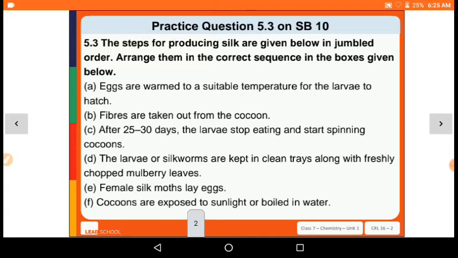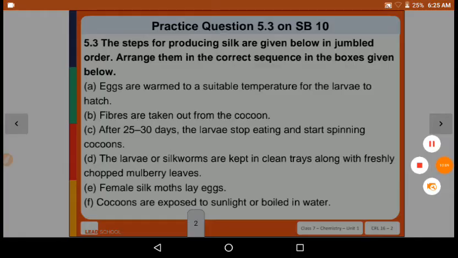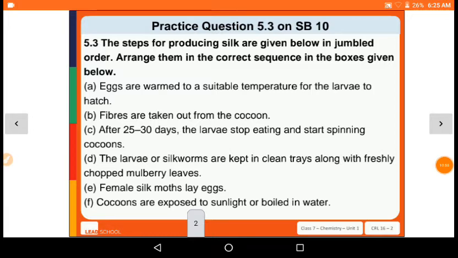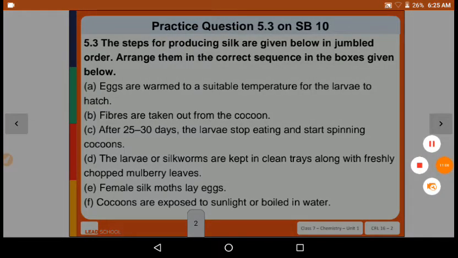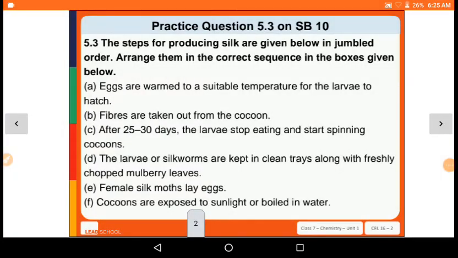So egg was warmed to a suitable temperature for the larva to hatch. Fibers are taken out from the cocoon. After 20 to 30 days, the larva stops eating and starts spinning cocoon. And the larva silkworms are kept in a clean tray along with freshly chopped mulberries. Female silk moths lay egg, and cocoons are exposed to sunlight or boiled in water. So these are the steps.